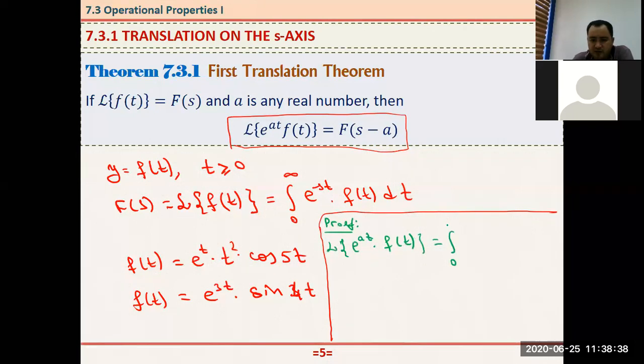It is from 0 to positive infinity. Here we have e to the power minus st, right? And here our function. What we have here? Here we have e to the power at times f of t and dt.